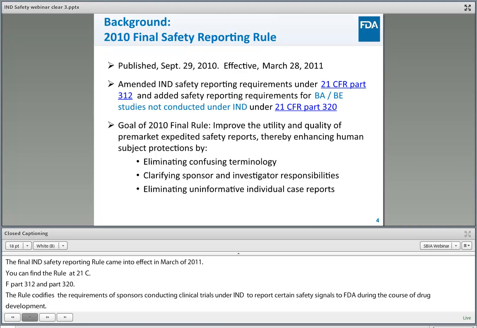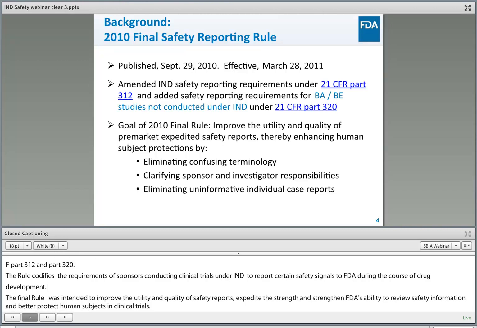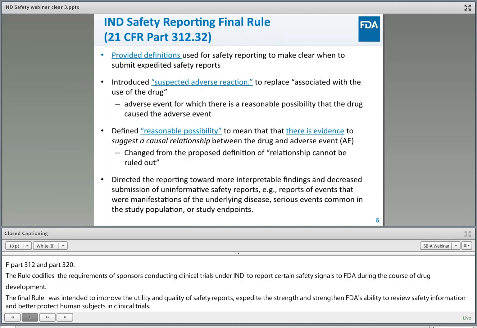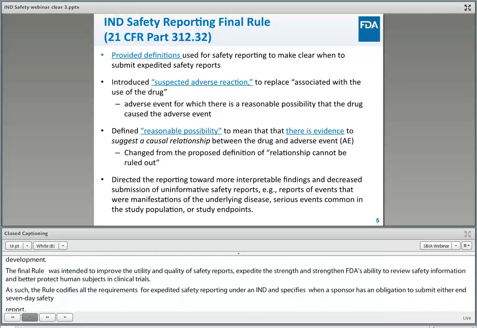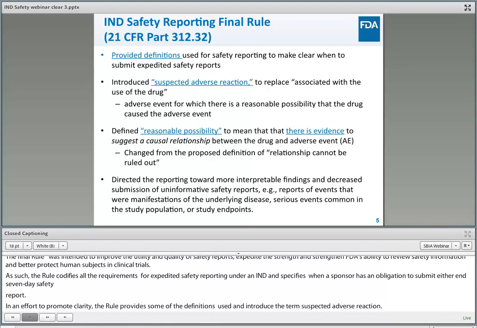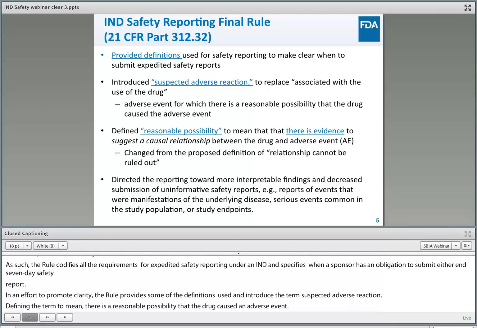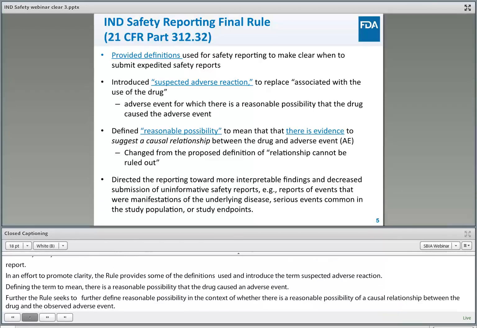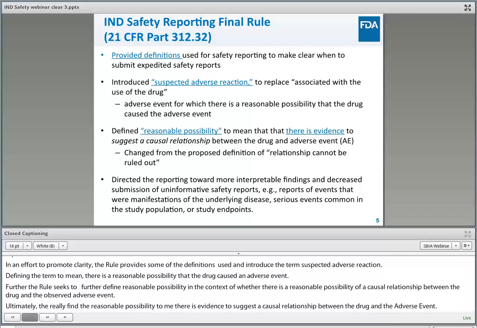As such, the rule codifies all of the requirements for expedited safety reporting under an IND and specifies when a sponsor has an obligation to submit either 15-day or 7-day safety reports. In an effort to promote clarity, the rule revised some of the definitions in use and introduced the term suspected adverse reaction, defining that term to mean that there is a reasonable possibility that the drug caused the adverse event. Further, the rule sought to better define reasonable possibility in the context of whether or not there is the reasonable possibility of a causal relationship between the drug and the observed adverse event. Ultimately, the rule defined reasonable possibility to mean that there is evidence to suggest a causal relationship between the drug and the adverse event. Finally, the rule sought to direct the reporting toward more interpretable findings in an effort to decrease submission of uninformative safety reports.